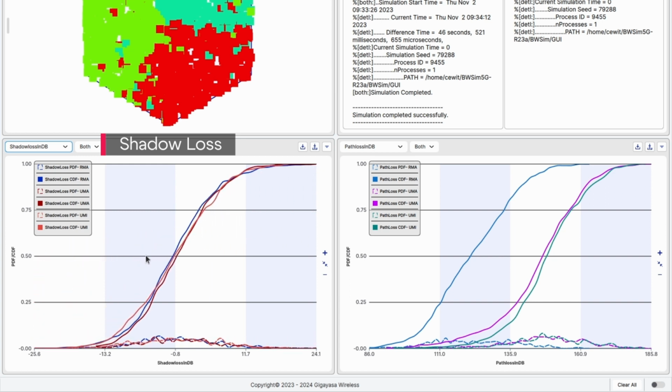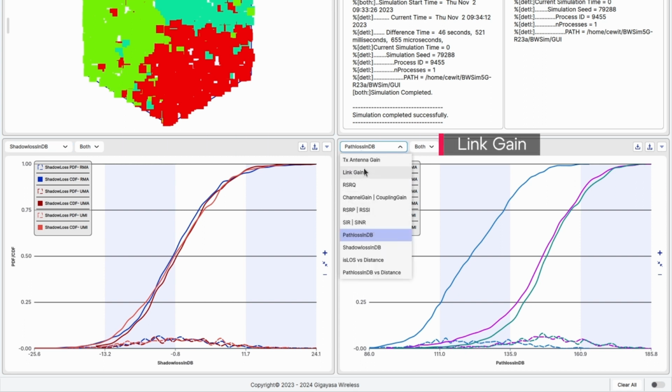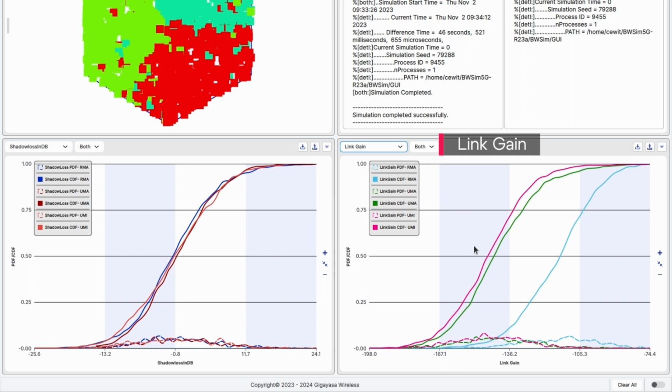One noticeable thing here is that the shadow loss remains pretty much similar for all three terrains, because this is based on the log normal distribution, and all three terrains have similar statistical properties with respect to shadow loss. And then we come across a property called the link gain, and it can again be seen that the rural scenario has a better link gain than the urban scenarios. This can be attributed to the fact that there are a lot fewer factors contributing to multipath fading, which in turn causes deterioration in the quality of the link.